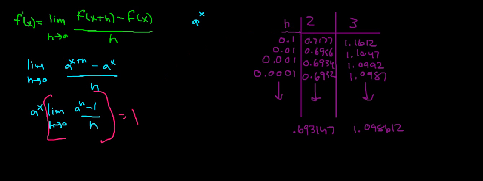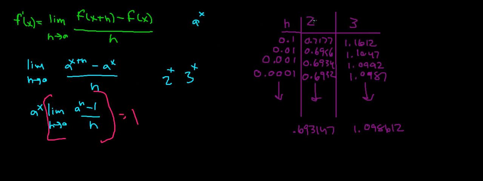And that is what this table over here is going to show. If I have bases 2 and 3, so 2 to the x and 3 to the x, what happens when h approaches 0? Well, 2 will get closer and closer to 0.693. This is accurate to 6 decimal places. And 3 goes to 1.098612. Now, neither of those is 1, but what it means is that there should be a number between 2 and 3 for which the limit is equal to 1.